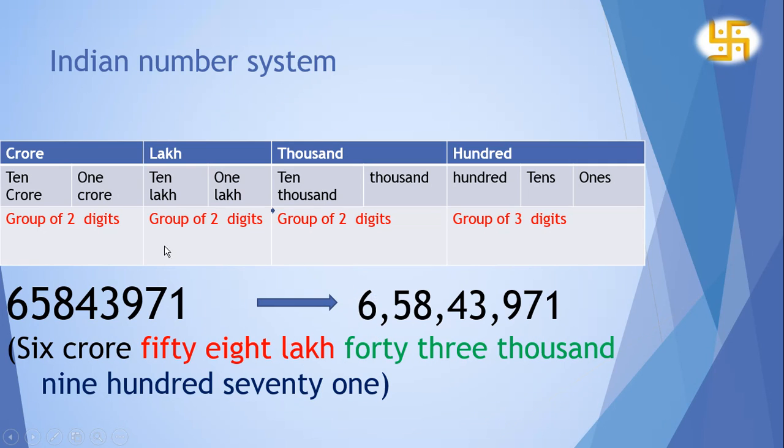Because 6 belongs to the crore group, write 6 crore. 58 belongs to the lakh group, so write 58 lakh. 43 belongs to the 1000 group, so write 43,000. And 971 belongs to the 100 group, so write 971.